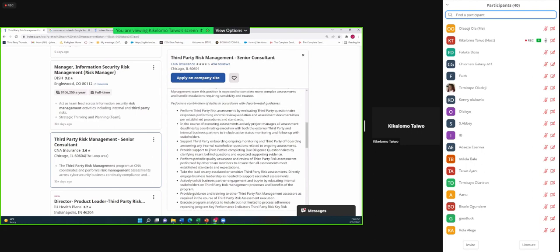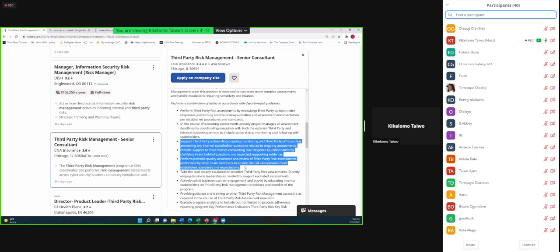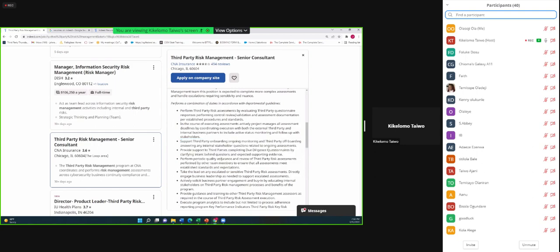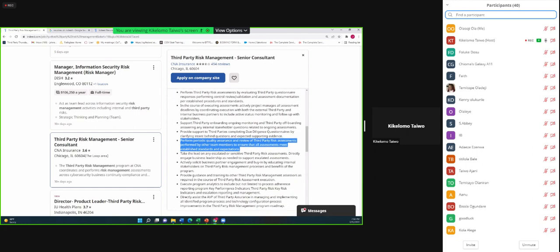This one is: provide support to third party completing due diligence questionnaire by clarifying intent behind question and expected supporting evidence. I can put these statements in your job description. It's very straightforward. Perform periodic quality assurance and review of third party risk assessment, other team members, to ensure that all aspects meet established standards. See, this is a facilitator role. This is a facilitator role.